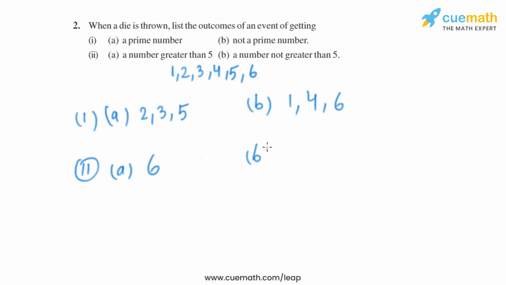Now let's move into the B part. A number not greater than 5. So a number that is not greater than 5 is 1, 2, 3, 4 and even 5. 5 is not greater than 5. So these are the 5 possible outcomes of a number not greater than 5.